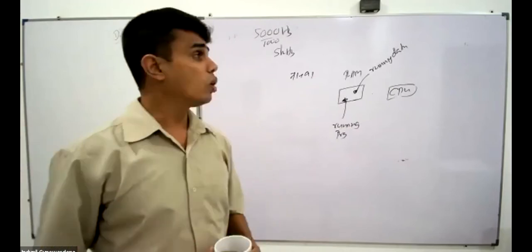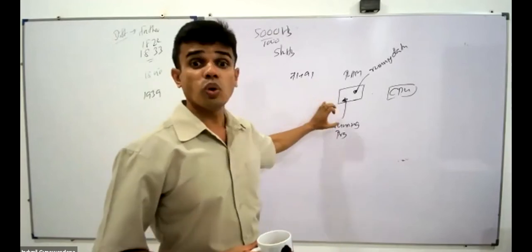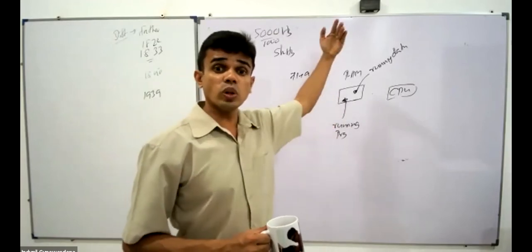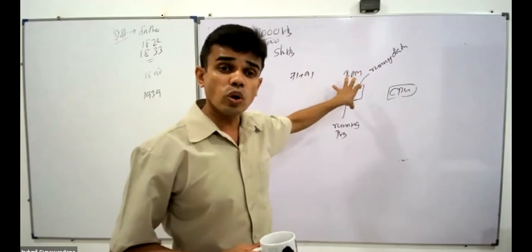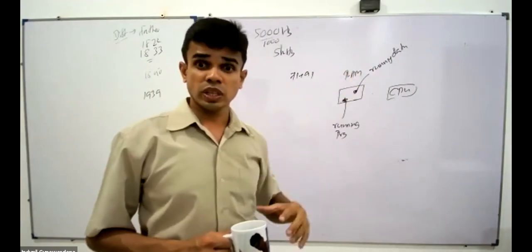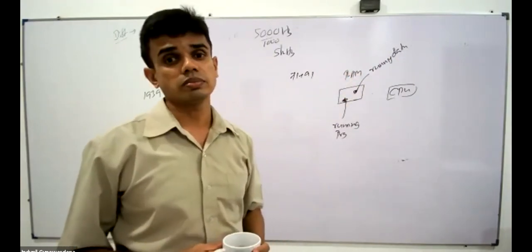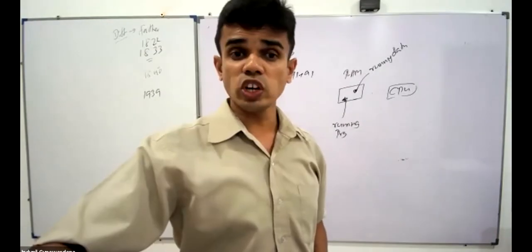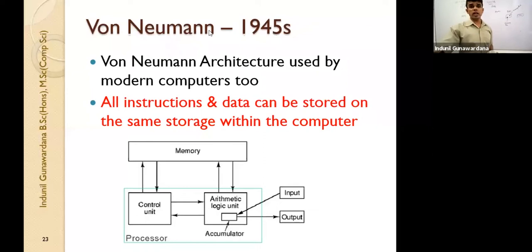What he told was that all the programs, all the instructions, as well as all the running data are stored in a single memory within the same computer. That's what they said. Remember, the von Neumann architecture is tested many times. And to represent the von Neumann architecture, we use a drawing like this. I hope that you can understand this.